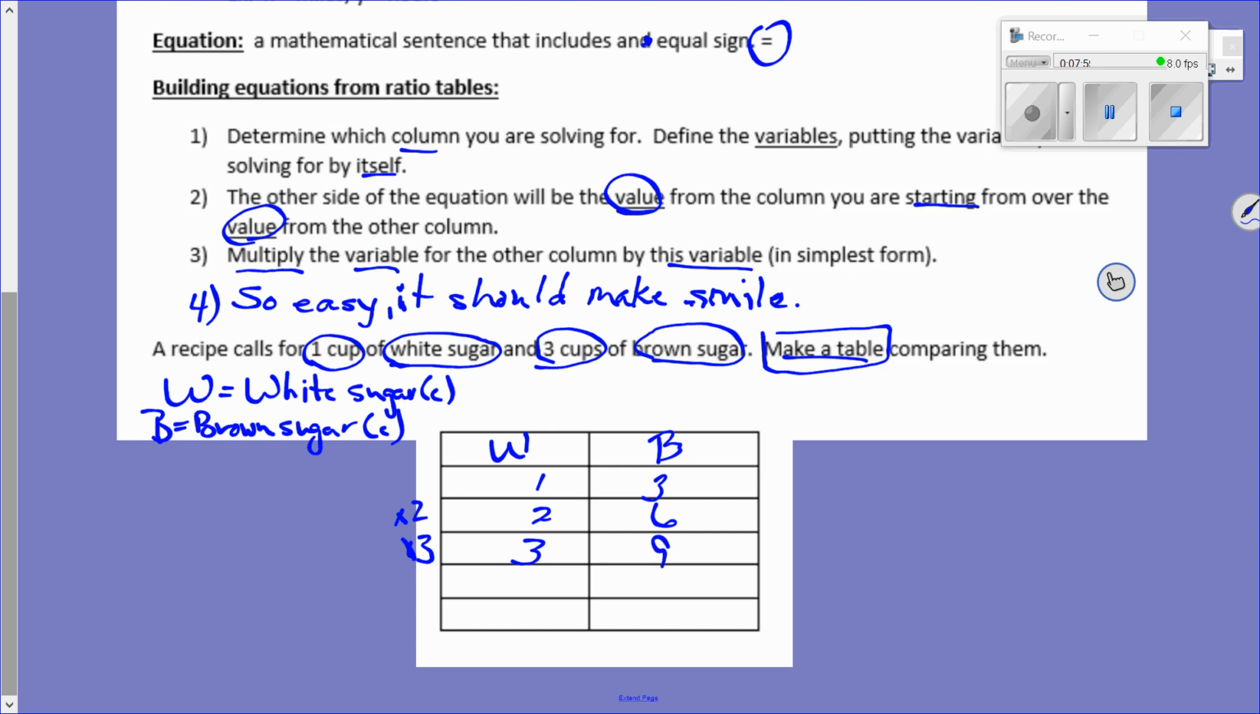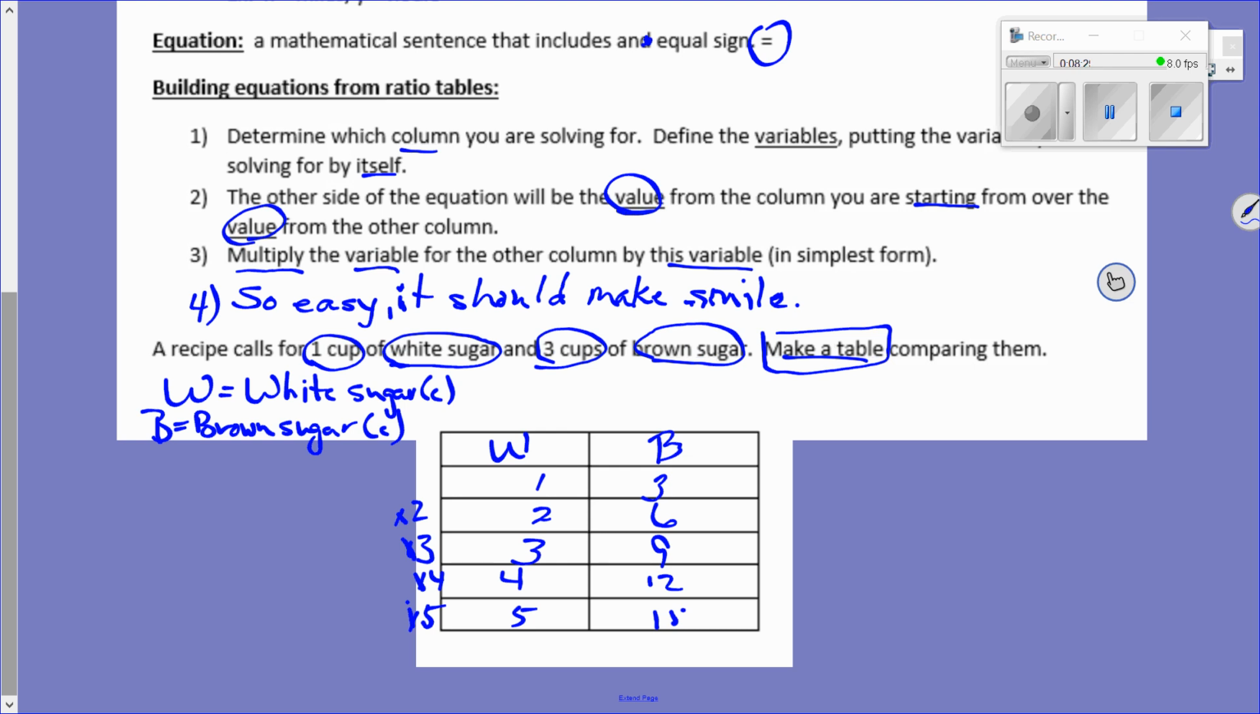Okay, so my next entry is going to be? What am I multiplying by? 4. So 4 times 1 is 4. 4 times 3 is 12. My last entry will be times 5, which gives me 5 and 15. Everybody clear on those? You guys feeling good about these tables now? We've done enough of them? Good.